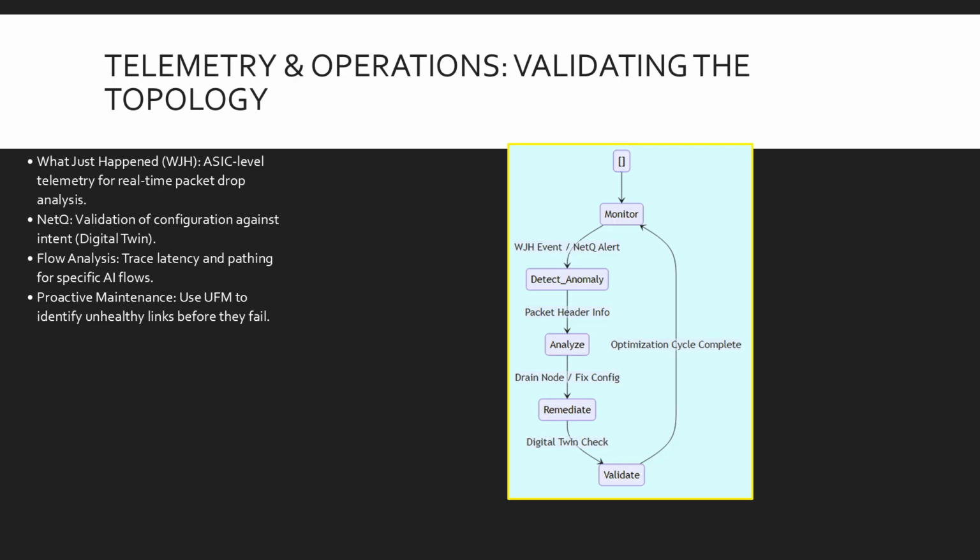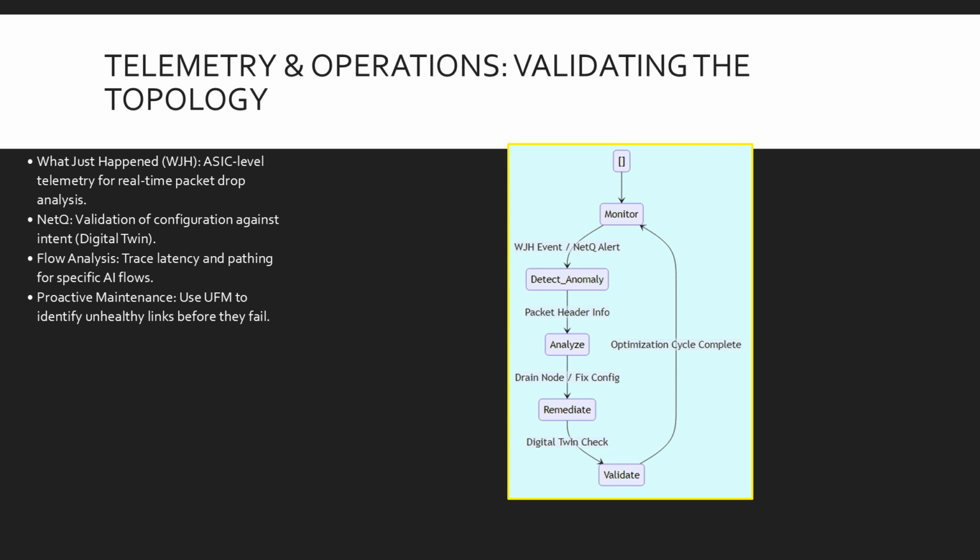Optimization isn't a one-time event, it's a life cycle. To maintain these topologies, we use advanced telemetry. What Just Happened, or WJH, gives us streaming data on exactly why and where packets are dropped. It's not just a counter, it's root cause analysis. NVIDIA NetQ allows us to validate our configuration against a digital twin to prevent misconfigurations. UFM, Unified Fabric Manager, monitors InfiniBand health, identifying degraded links so we can repair them before they impact a training job. True optimization requires constant visibility.